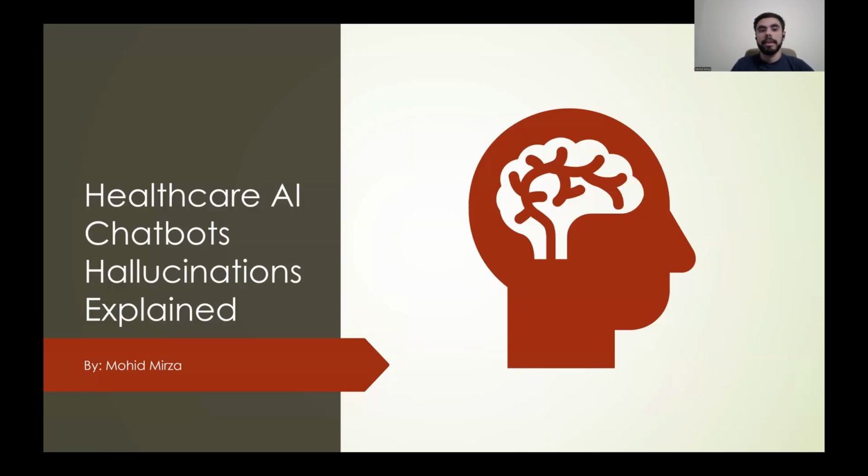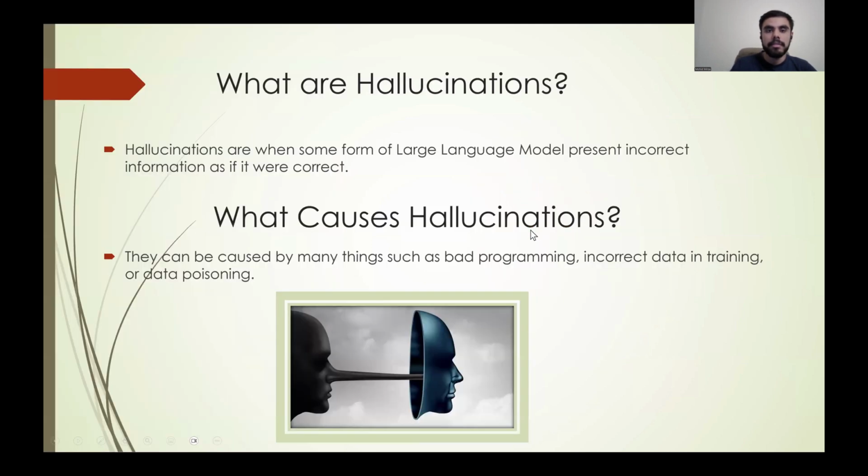I'm doing my final project on healthcare AI chatbots and their hallucinations explained. So to start off, you may ask, what are hallucinations? Hallucinations are pretty simple. They are when large language models like ChatGPT, Google Gemini, or if you're old school, Google Bard, Sonnet, Claude, whatever LLM you want to use, present false or incorrect information that they are classifying as correct. It's something they firmly believe is correct, but it's truly not.